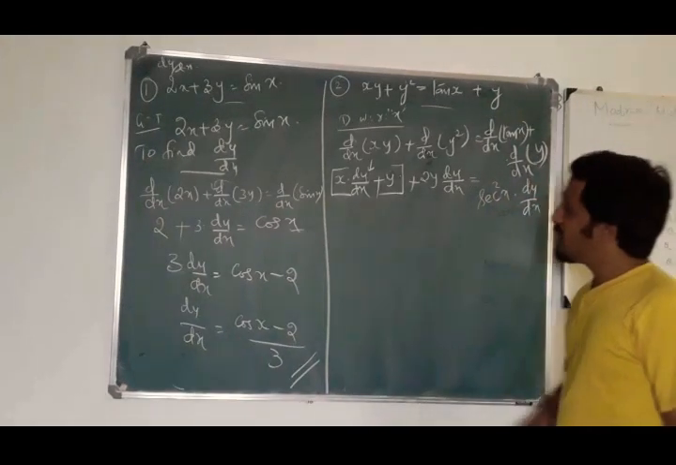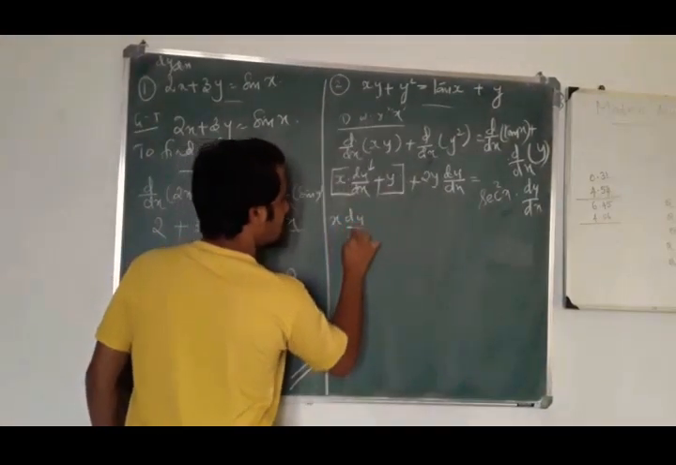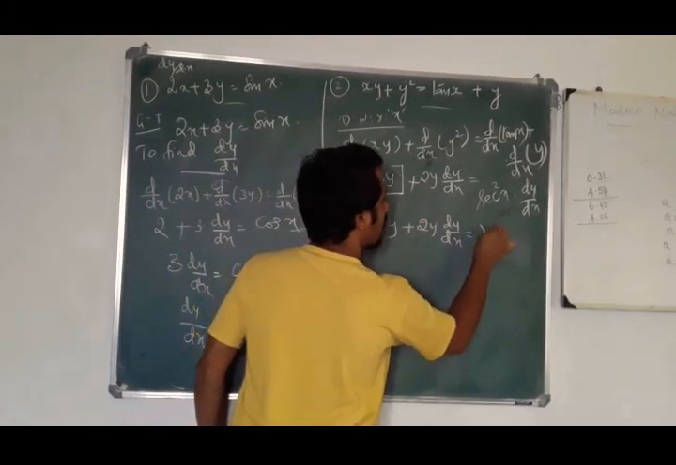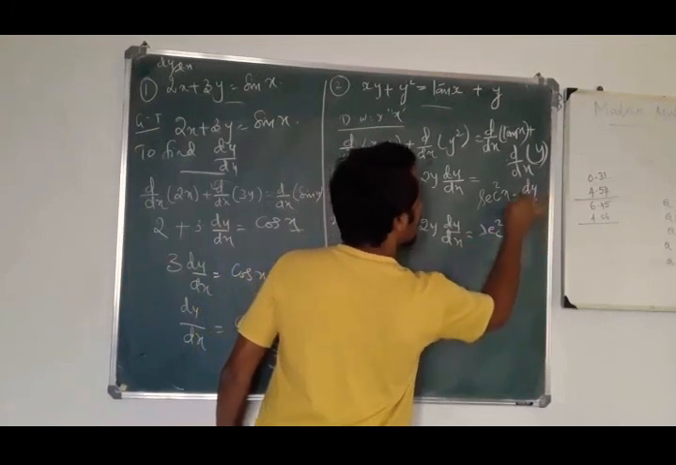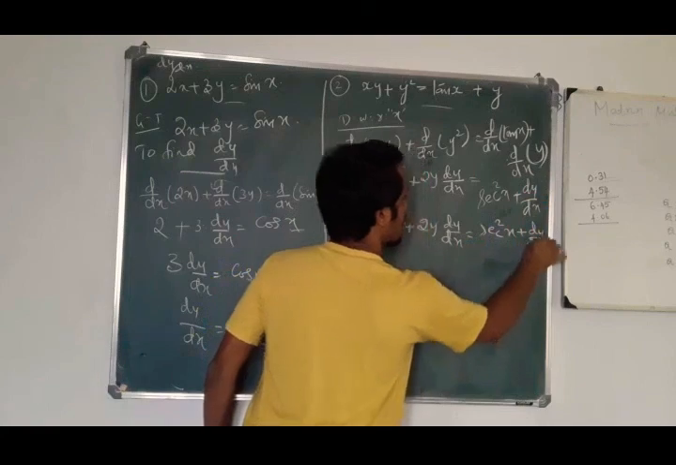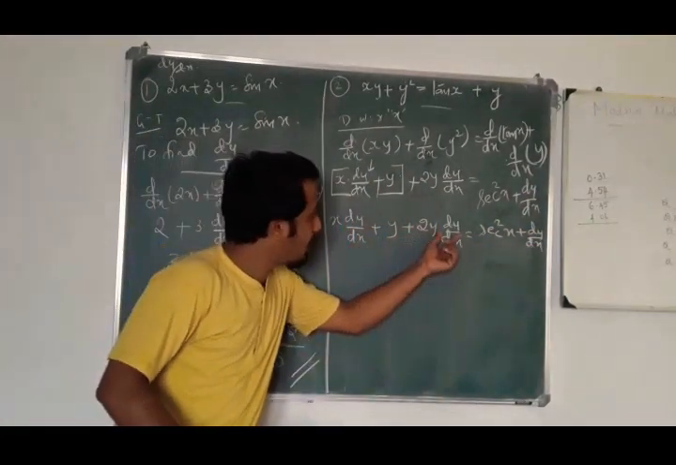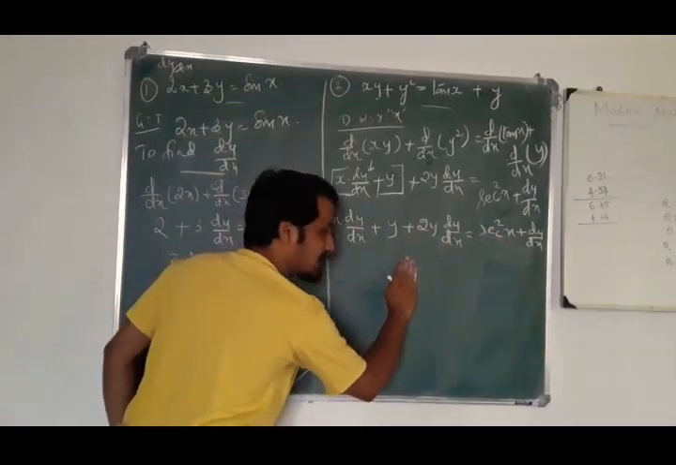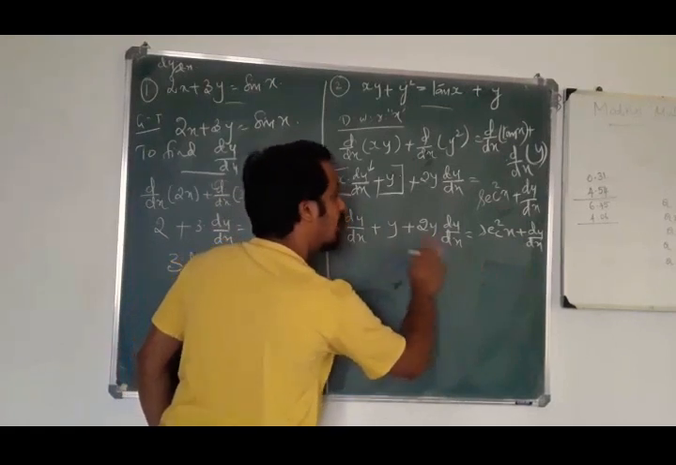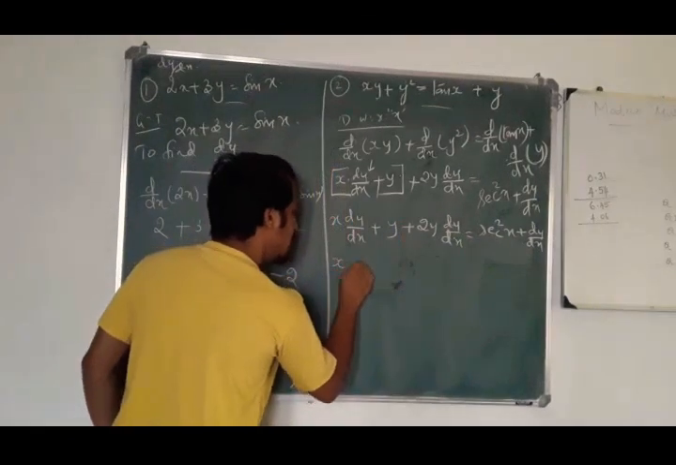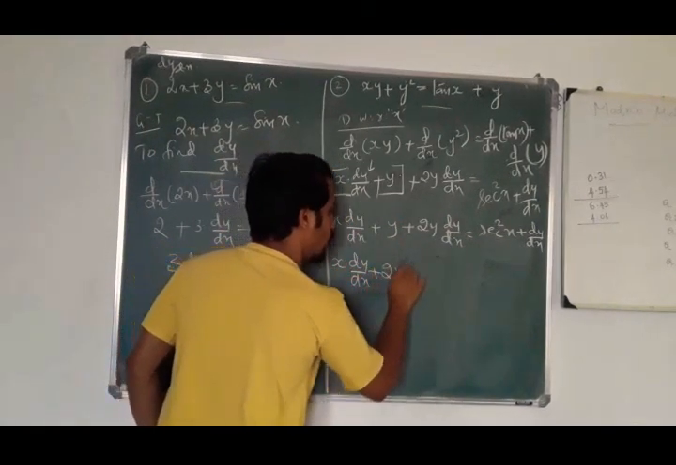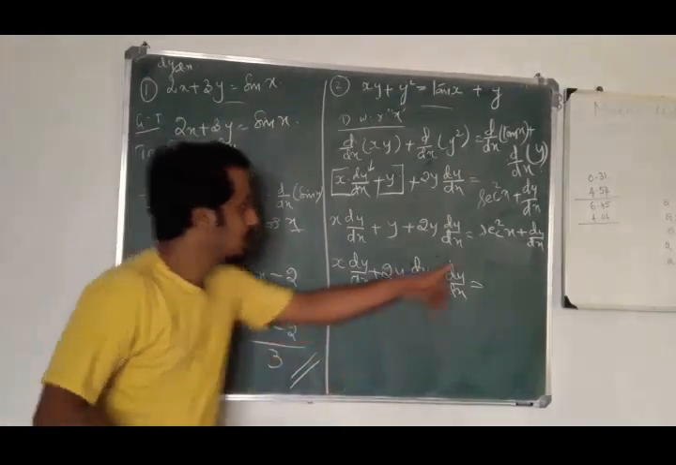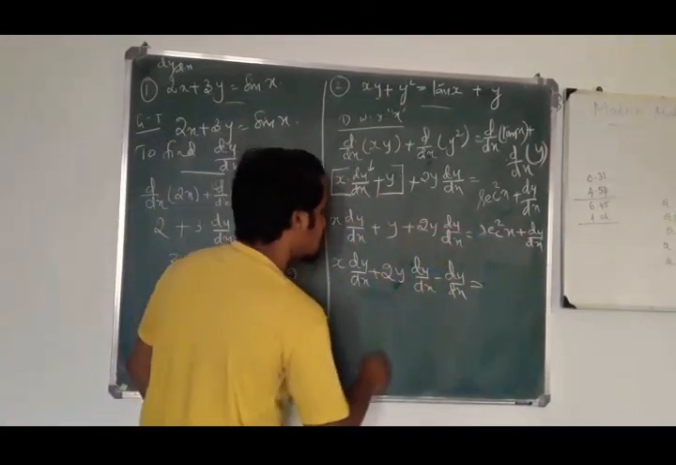So now, x dy by dx plus y plus 2y dy by dx is equal to secant square x plus dy by dx. Here we have dy by dx terms, and I am combining the dy by dx terms. So I am writing on one side all the dy by dx terms and on the right hand side the terms which are not dy by dx. So x into dy by dx plus 2y dy by dx minus dy by dx is equal to secant square x minus y.